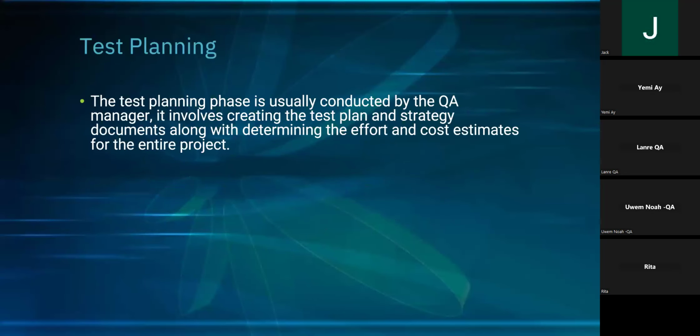Test planning. We have talked about test planning in the previous project, and that's what we did in our last class. I'm not going to emphasize more how to write a test plan or test strategies. The test planning phase is usually conducted by the QAs. It involves creating the test plan and test strategy documents, along with determining the effort and cost estimate for the entire project. We've done this in the last class.